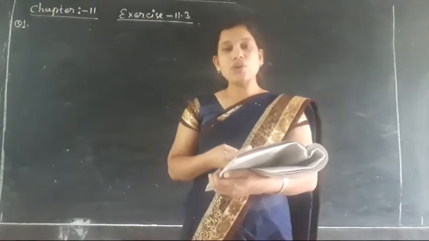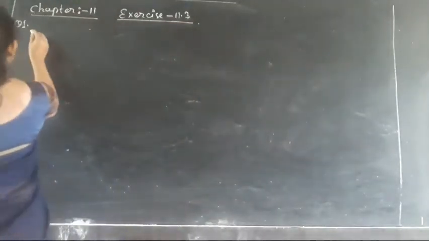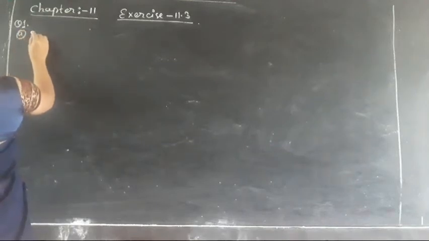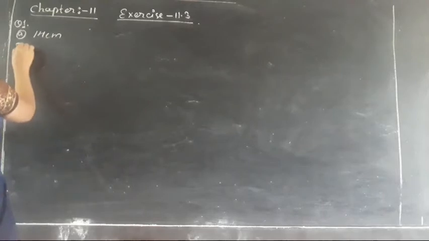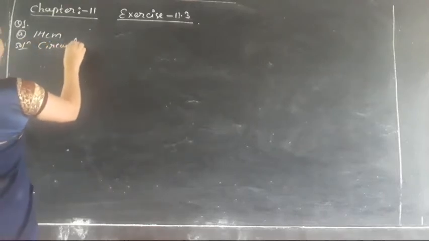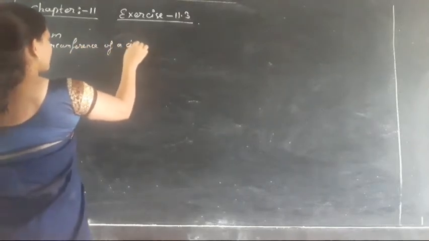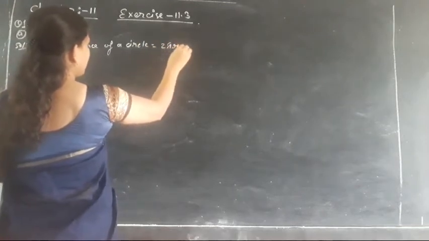So dear student, what we have to find over here? We have to find the circumference. As you know, the circumference of a circle is also known as the perimeter of the circle. So we have to find the circumference of a circle. The circumference of a circle is equal to, what is the formula we have? 2 pi r, isn't it?